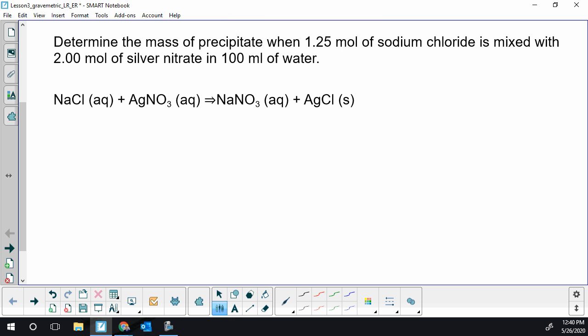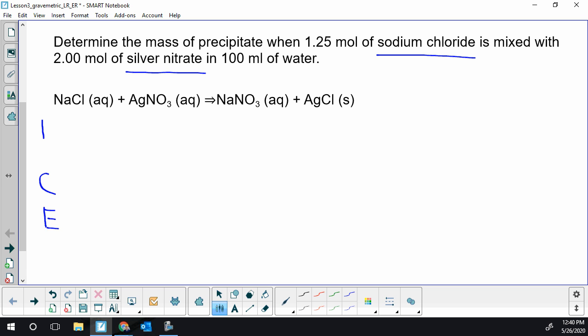So in my first example, determine the mass of precipitate when 1 1/4 moles of sodium chloride is mixed with 2 moles of silver nitrate in 100 mL of water. Typically on a test or quiz they would make you predict the reaction and balance it. So we have sodium chloride, which is an ionic compound, and silver nitrate, which is an ionic compound. That would lead to a double replacement reaction, and I've done that already. All of the ions are +1 ions.